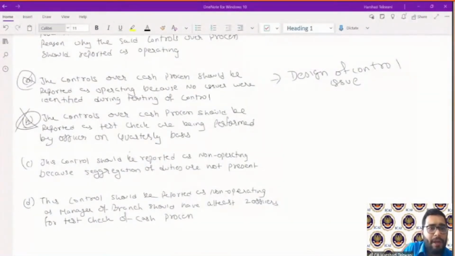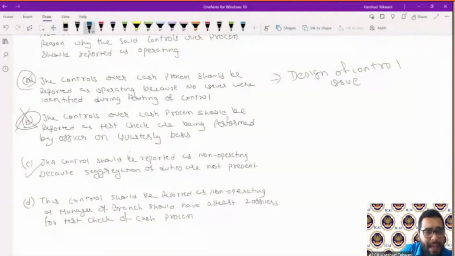So the correct answer over here is C. Segregation of duty is not present, and hence the control is not operating and the design of the control is not effective. Again, B is not correct, because it doesn't matter whether you have 2 officers or 3 officers. It should be a complete check: the work performed by one person should be completely reviewed by another person, not on a test check basis. I hope it is clear. That's why the correct option will be C.